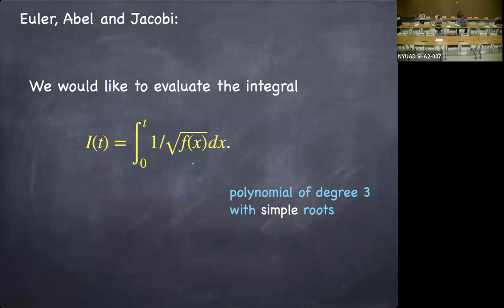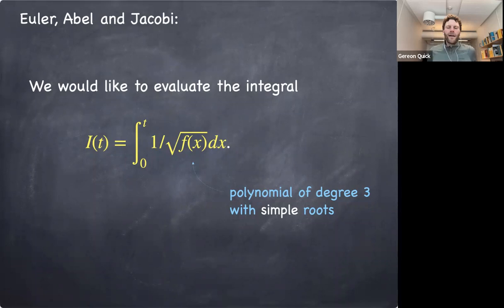So let's start with a very classical and well-known situation. Of course, I'm aware that you all know how to do these things, but I would like to use it as a starting point for the story that I'm going to tell. Let's assume we're trying to evaluate the integral where we take a polynomial f of x of degree 3. Let's assume it has simple roots, and we take the square root, and then we take 1 over that square root. And we want to evaluate it, let's say, from 0 to some parameter t.